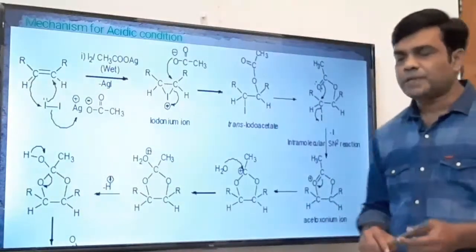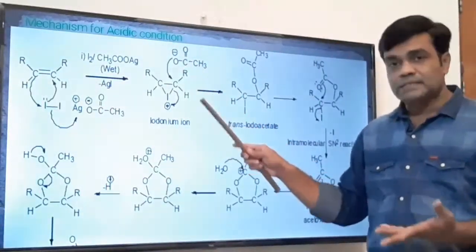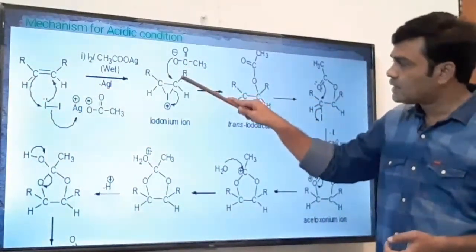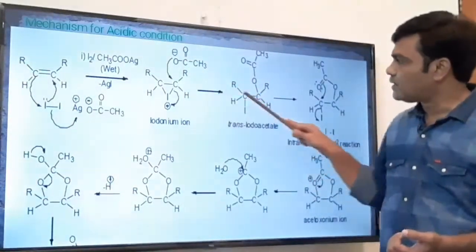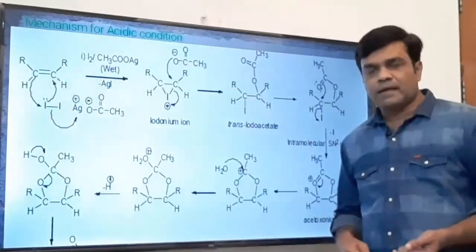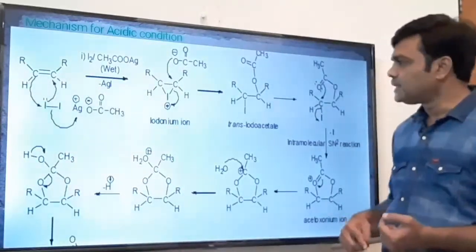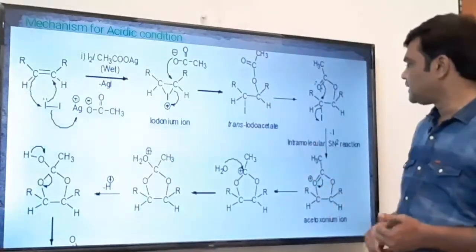The second step is also the same, where the acetate ion attacks from the backside of the iodine, an SN2 type attack, with bond formation between the acetate oxygen and the carbon, and cleavage of the carbon-iodine bond. I told you that the driving force is the deficiency of iodine in this case. It is an SN2 type attack, and we get trans iodoacetate.